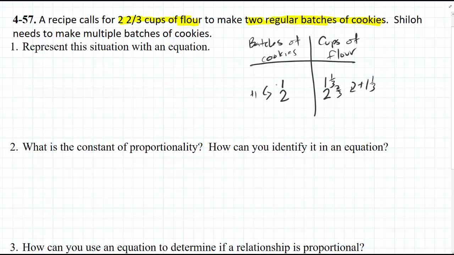Looking the other way now, let's say that we decrease the batches of cookies again. Instead of making 1 batch of cookies, let's assume that Shallow does not need to make any cookies at all. So Shallow is going to make 0 batches of cookies. Hopefully it makes sense by now that we need 0 cups of flour. In other words, we decrease the cups needed for 1 batch by 1 1/3.